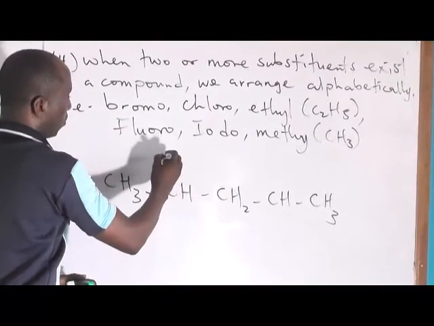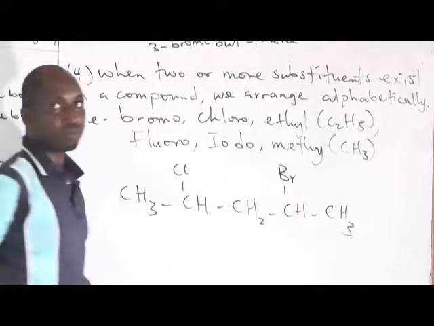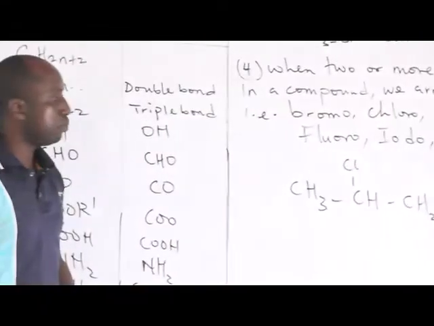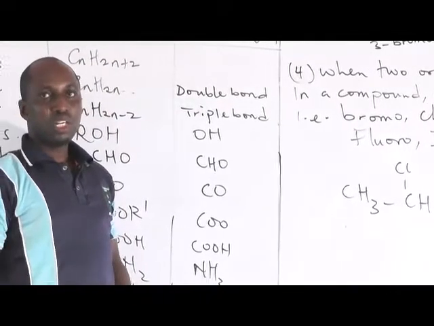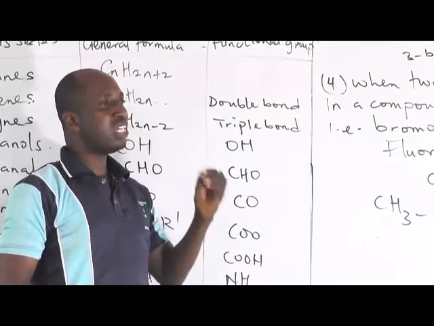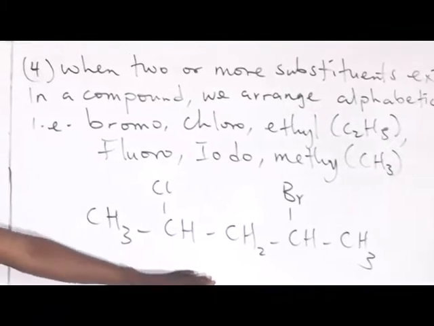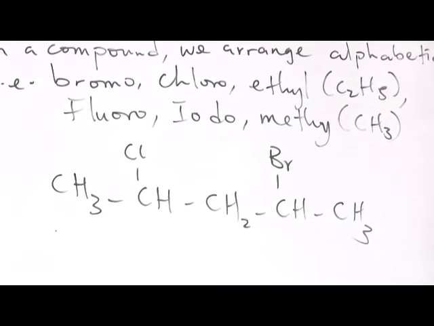Now here we have chlorine. Now here I'm having bromine. And you have to name this compound. Let's start from the first rule. Rule number 1 says what? Identify the functional group of the given compound. May I ask you, what is the functional group in this compound? Look at it very well.